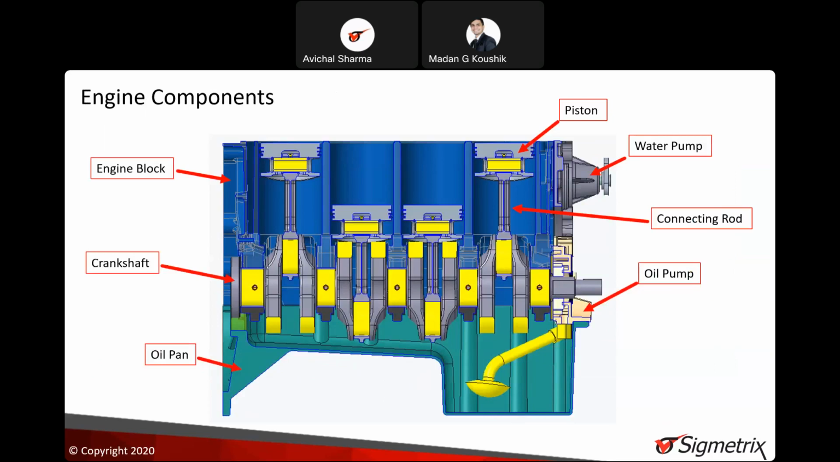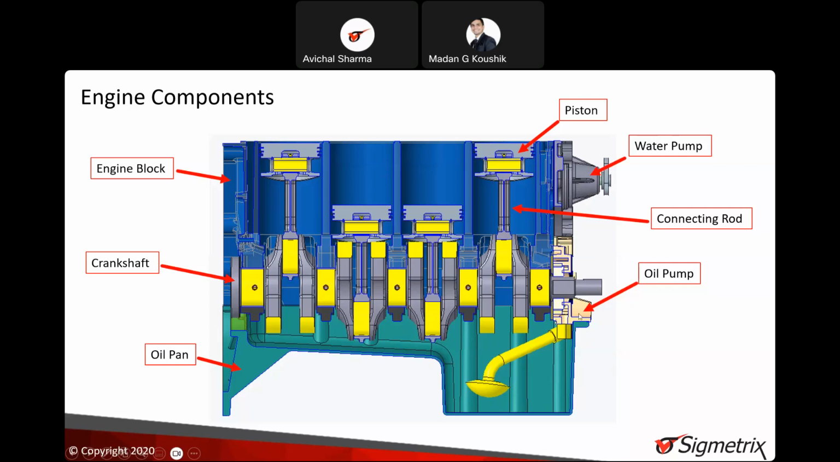So we have this engine block, oil pan at the bottom. The green part is the oil pan, then the engine block, and this crankshaft is placed in the center with connecting rod and piston. And on the right side, we have this water pump, oil pump.